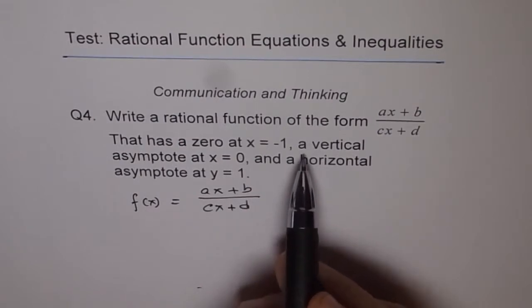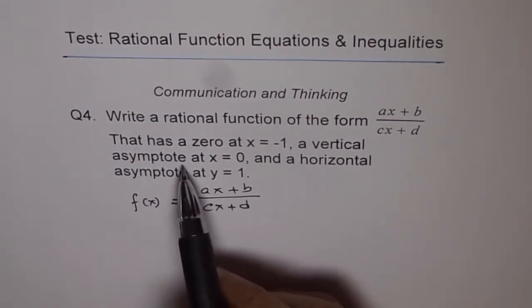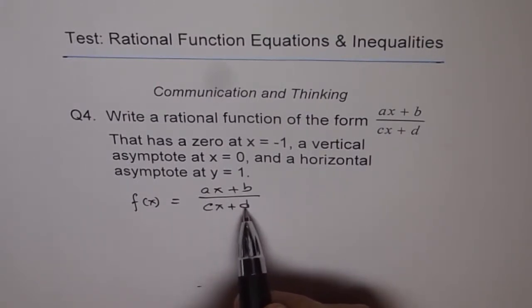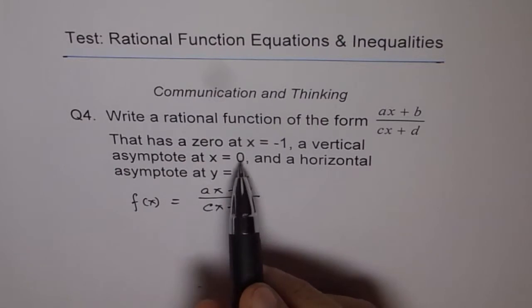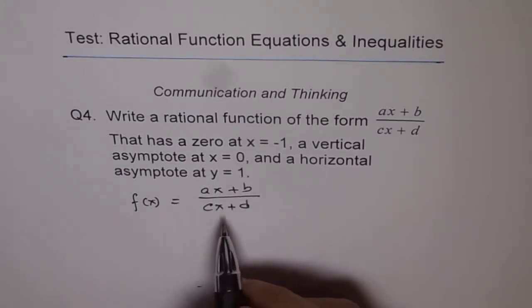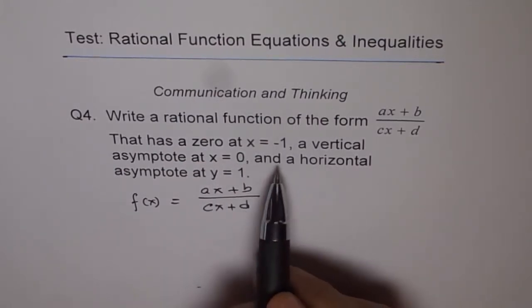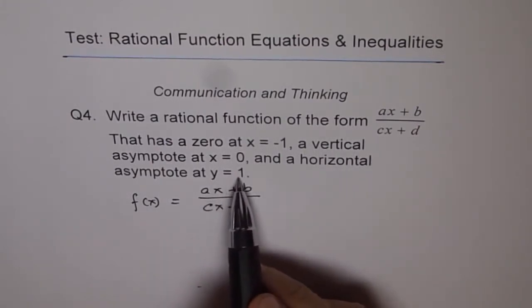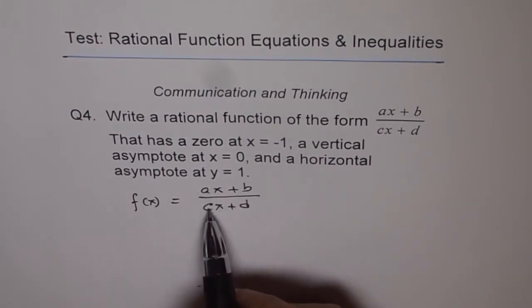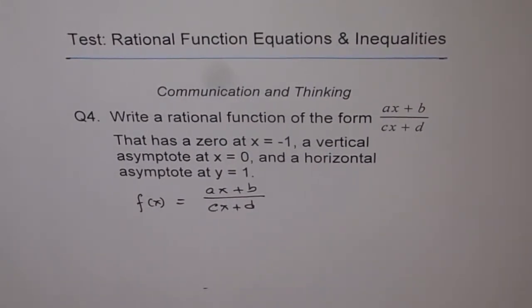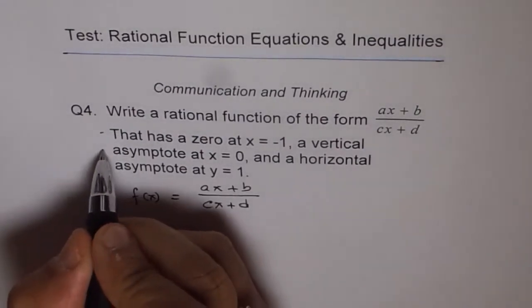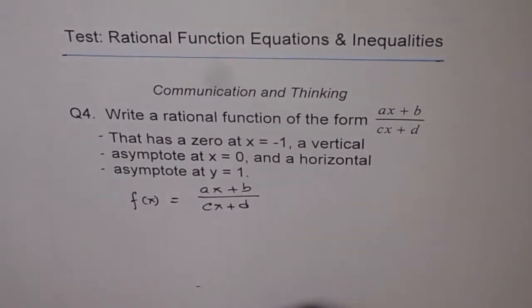Now, the second condition is a vertical asymptote at x equals 0. So if I put 0 here, then we get a vertical asymptote. For a vertical asymptote at x equals 0, d should be 0, correct? And a horizontal asymptote at y equals 1 means a and c are the same value, correct? So from these three conditions, we can find all these variables. Let's start looking into them one by one.